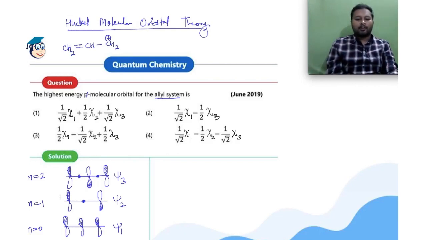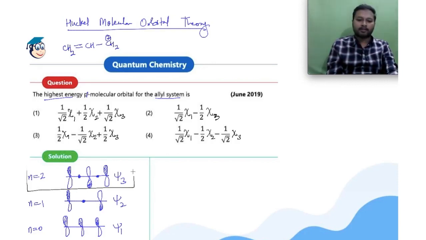How do we find the number of nodes? I'll tell you briefly that the number of nodes is 1 less than the orbital you are talking about. If you are talking about the 3rd orbital, 3 minus 1 gives you the number of nodes for that orbital. So this is how we made it. Now in the question we were asked about the highest energy pi molecular orbital. As you can see from the energy levels, this is the highest one, so this is the highest energy pi molecular orbital.